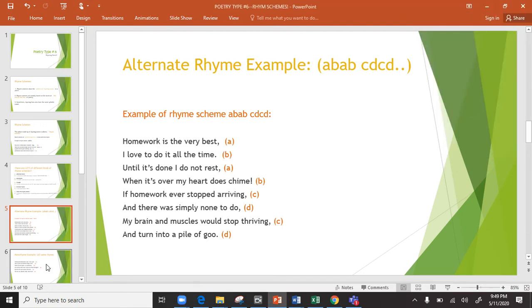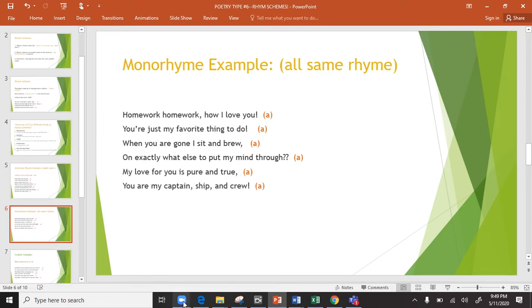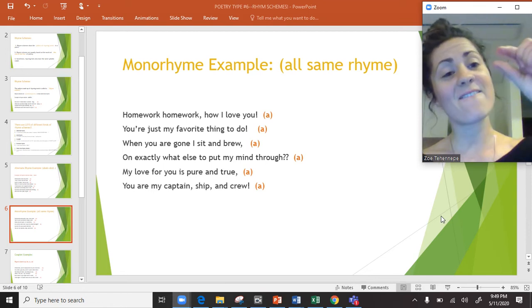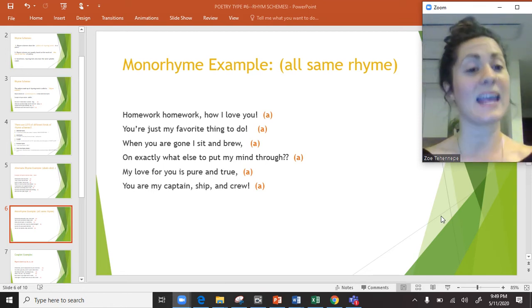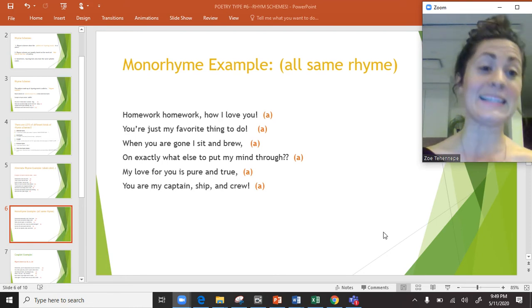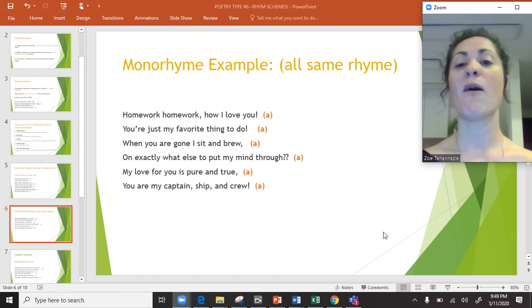Okie dokie. Here's our next example. So this is a monorhyme example, which means every single line has the same rhyming sound in it. It's also about homework. I really went to town on the homework theme for you guys.